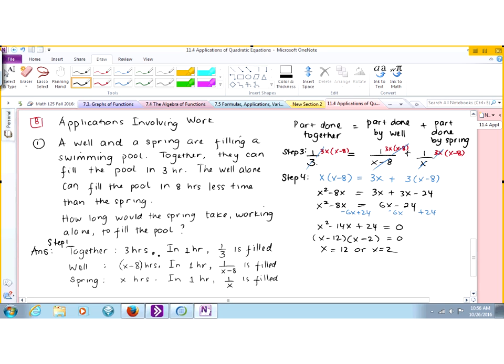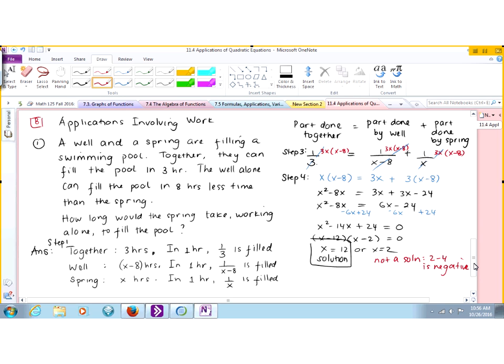Right, you substitute into x minus 8, so 12 minus 8. What is 12 minus 8? 4. How about if I use 2? Yeah, so this is not a solution. Which one is the solution? Just 12. Yes. So 2 is not a solution. Why? Because 2 minus 8 is negative.